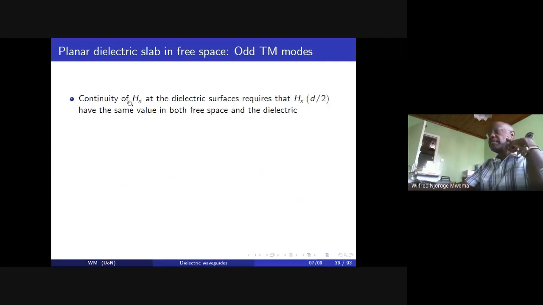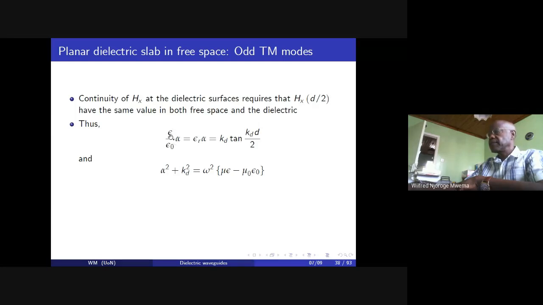So the continuity of Hx at the dielectric interface then requires that Hx of y at d by 2 have the same value in both free space and the dielectric itself. And thus, we can set those values at kd at d by 2, and we'll get a value of epsilon by epsilon naught multiplied by alpha. I'm multiplying by alpha here directly so that we can see the values happening. And we get that alpha epsilon r will go to kd tangent of kd multiplied by d by 2.